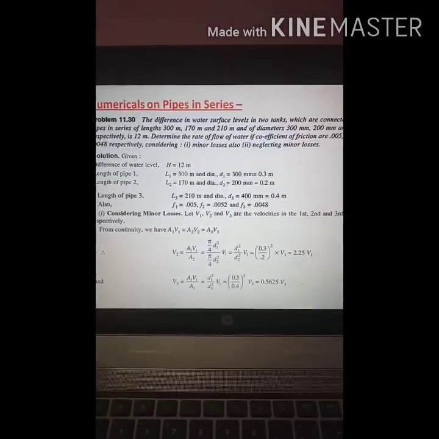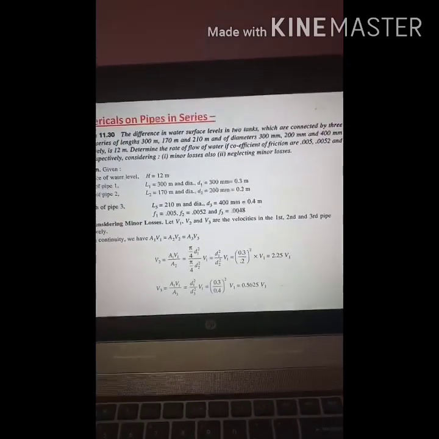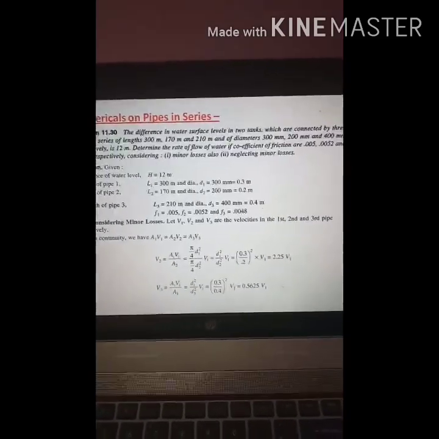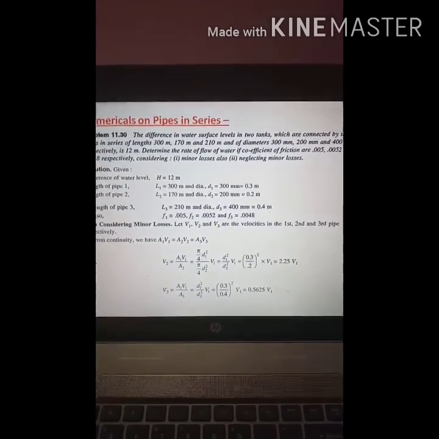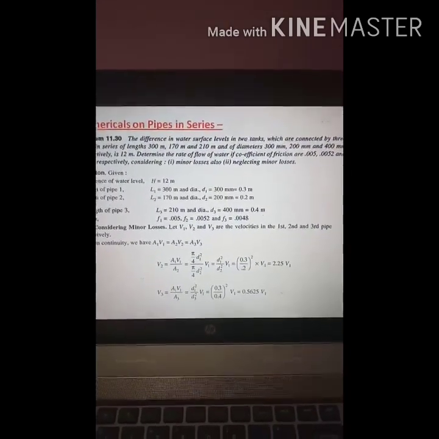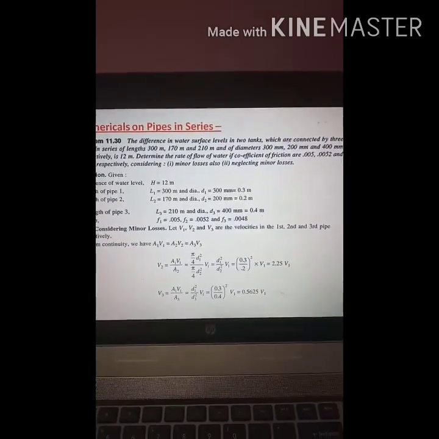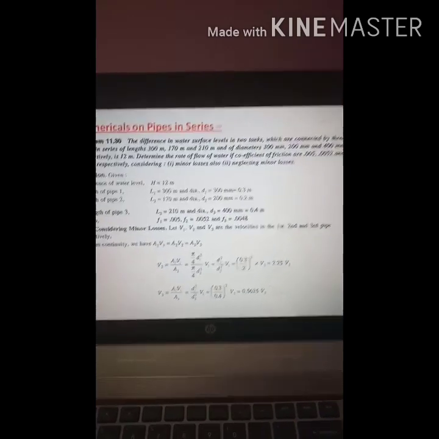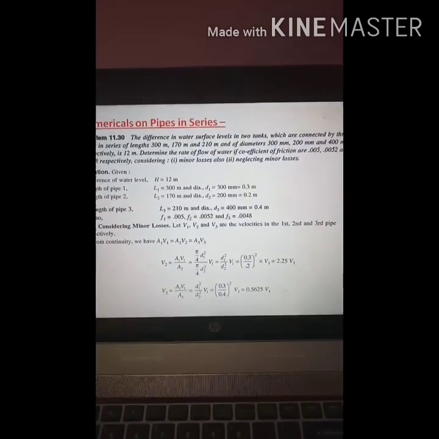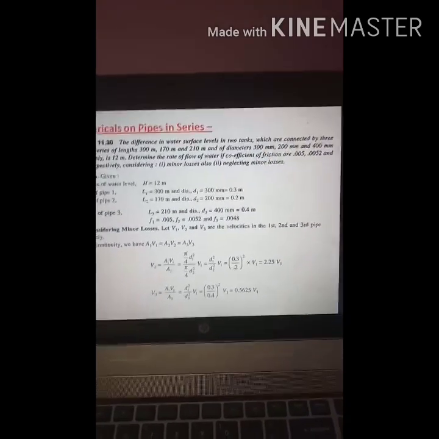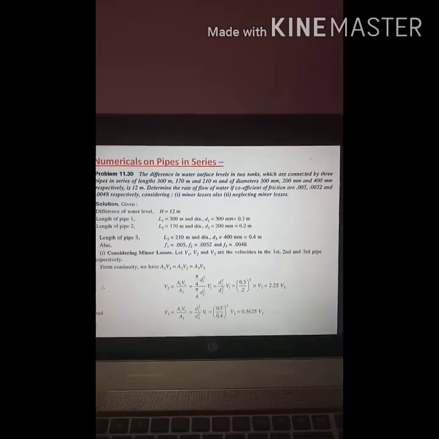The difference in water level is given. There are three pipes in series of length 300 meter, 170 meter and 210 meter. Diameters are 0.3 meter, 0.2 meter and 0.4 meter, and the difference in the datum is given as 12 meter. Determine the rate of flow of water if the coefficients of friction are different: 0.005, 0.0052 and 0.0048 respectively.